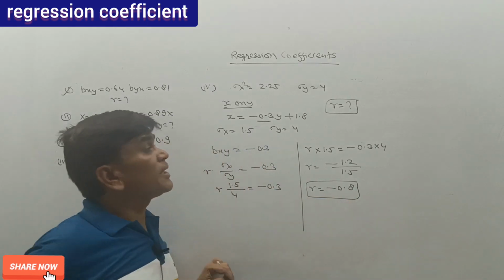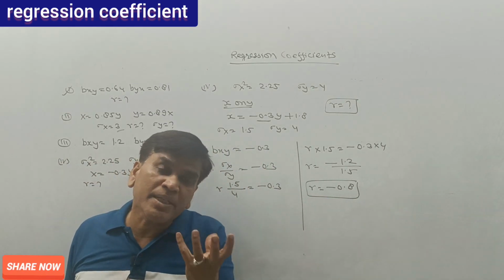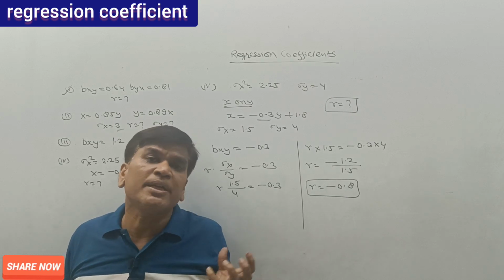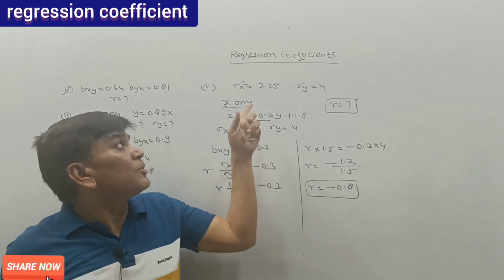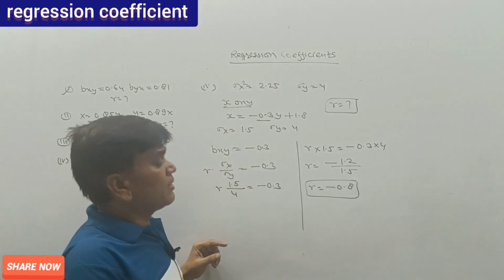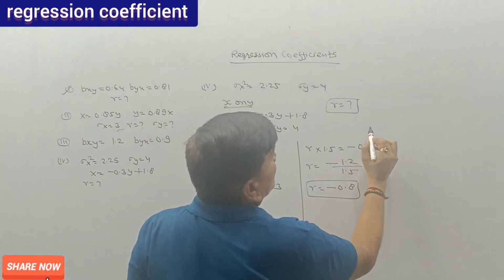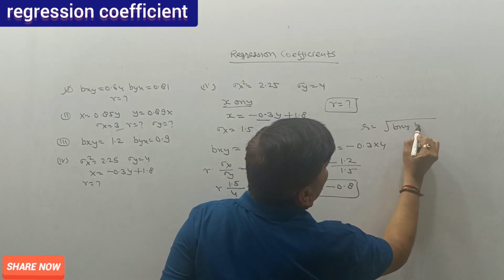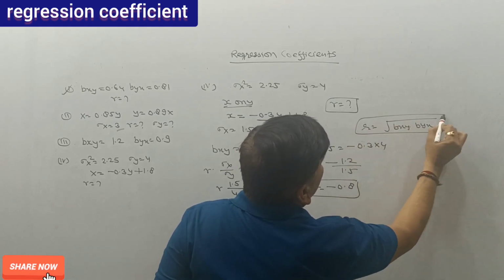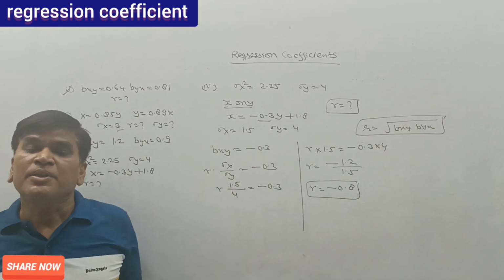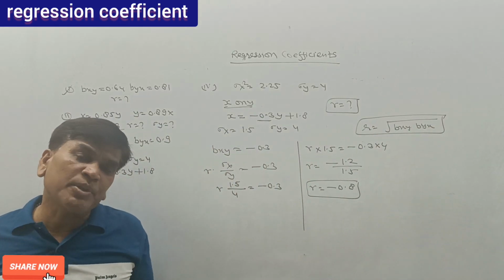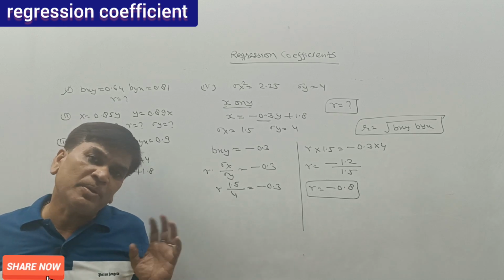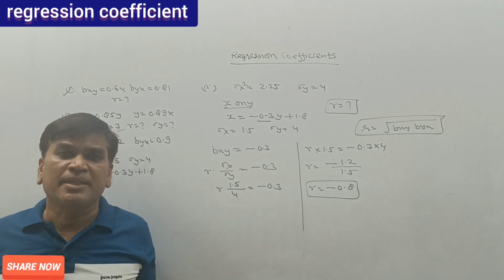So in regression coefficient questions, if you get small questions related to the regression coefficient, we can easily do them with the help of this particular formula, that is r equals the under root of bxy multiplied by byx. So I think with the help of this video, you may learn any type of question related to the regression coefficient in examination. You may solve these questions without any hesitation. Thank you once again.